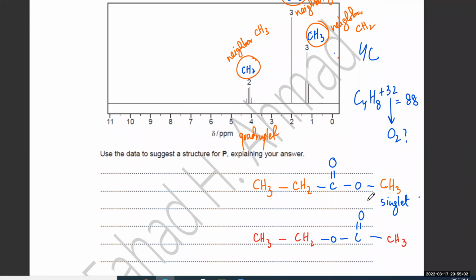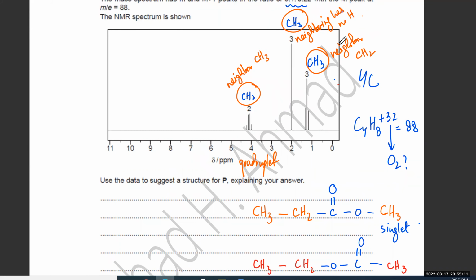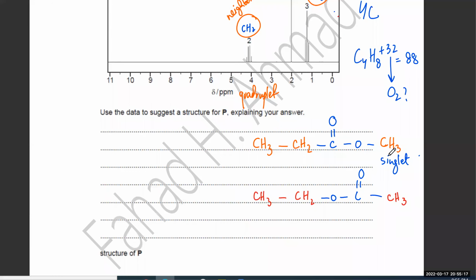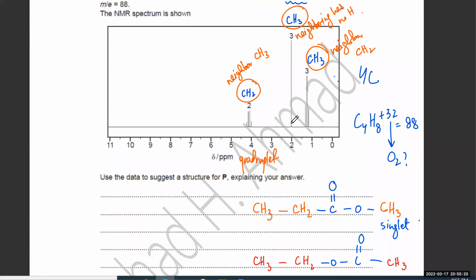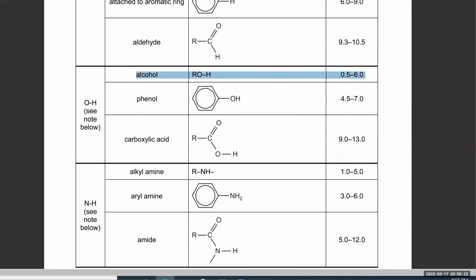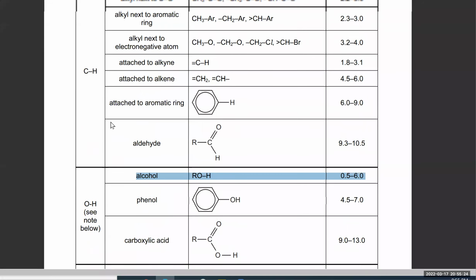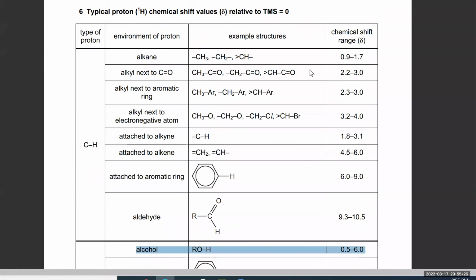Yes, sir. Now what I need to know is which one is the correct one out of the two. So I'm going to look at the values. Let's look at the singlet. The singlet is this one, resonating at somewhere around 2. If I open the data booklet, when does it resonate around 2? When it's right next to a carbon which is making a double bond to O. Is that clear?